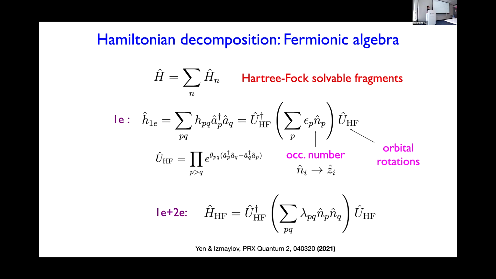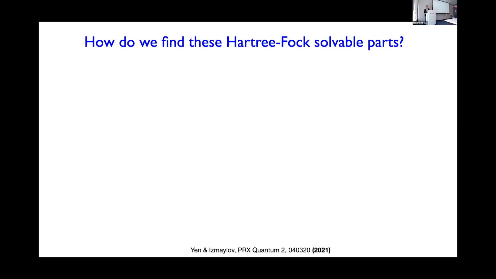Then, to make these one-electron operators into two-electron operators, because we want to decompose the two-electron Hamiltonian, what you can do is put products of occupation numbers inside this conjugation with unitaries, and you will naturally get two-electron operators that are exactly solvable by the Hartree-Fock method. If I show you these two-electron Hamiltonians, you won't even recognize that this is actually an artificial Hamiltonian that can be solved by doing the Hartree-Fock method. But this is very useful for the measurement.